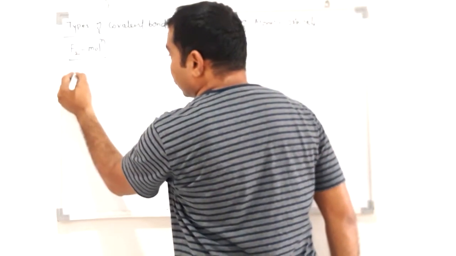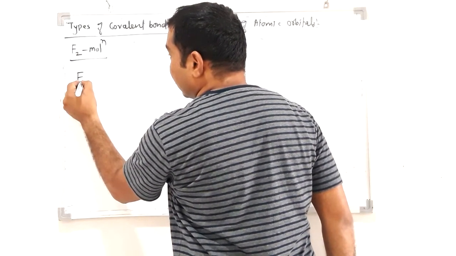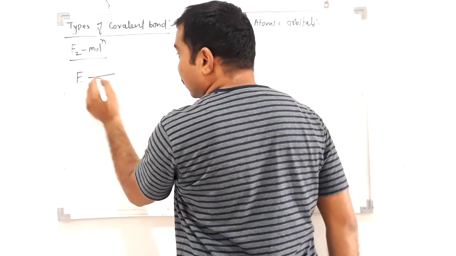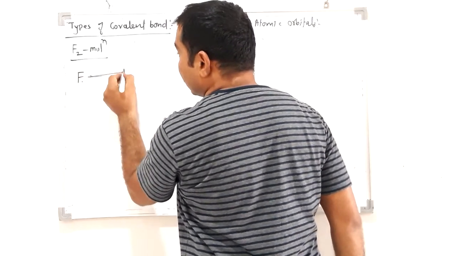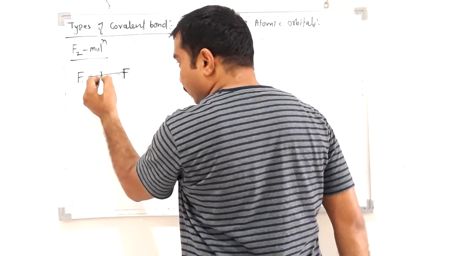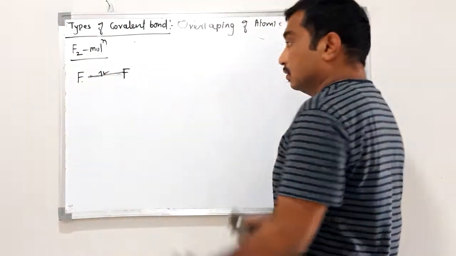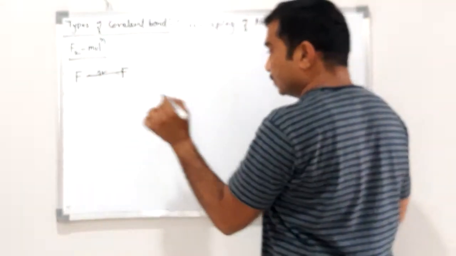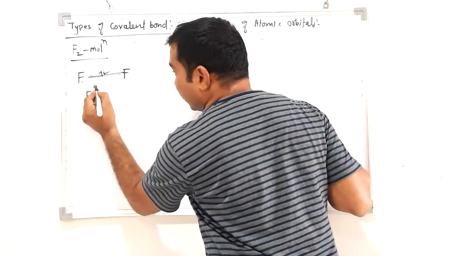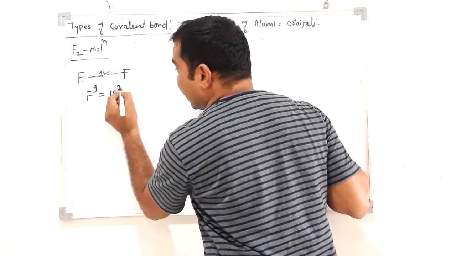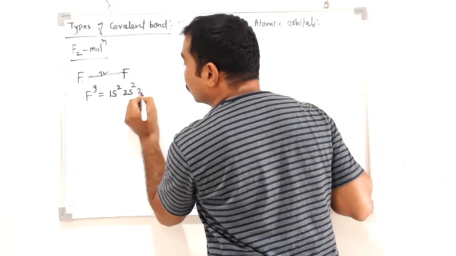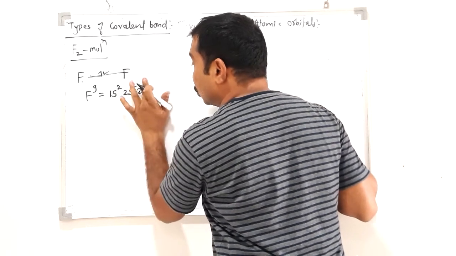So, just for our understanding, fluorine 1 combined with fluorine 2 forms a bond. Now, how does this molecule form? See, fluorine has atomic number 9: 1s2, 2s2, 2p5.